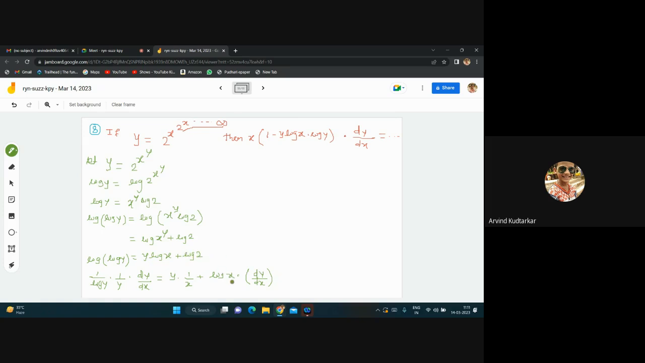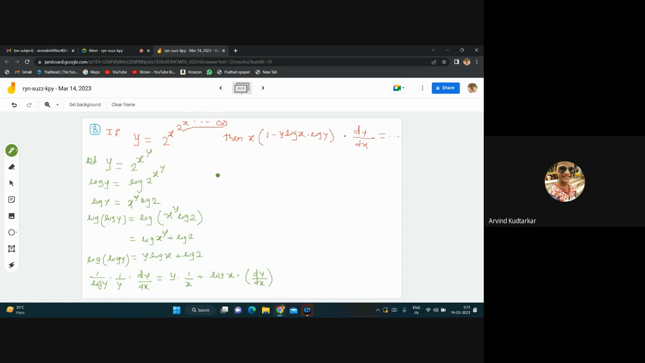After that, you collect the terms of dy by dx to the LHS and take dy by dx as common. Okay, so 1 upon y times into log of y minus, when you shift this term to LHS, you get it in the form minus log of x into dy by dx. So there will be minus log of x into dy by dx.